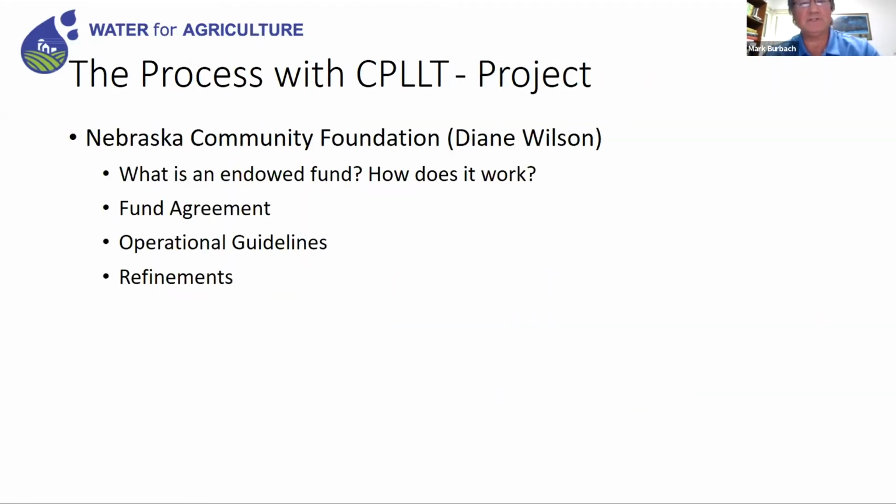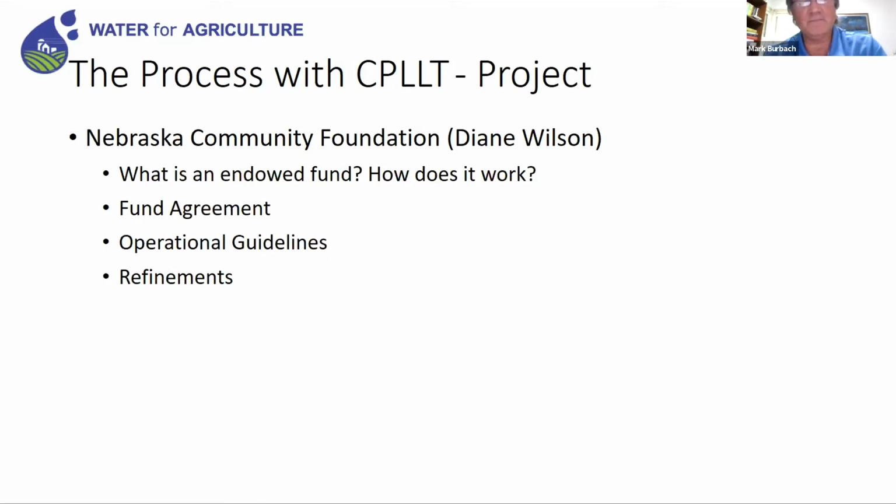At this point, we decided we need to bring in the Nebraska Community Foundation, specifically Diane Wilson from the Nebraska Community Foundation. And she shared with us, what is the Community Foundation? What's an endowed fund? How does it work? And explained to us that we need to come up with a fund agreement and some operational guidelines to create this fund.